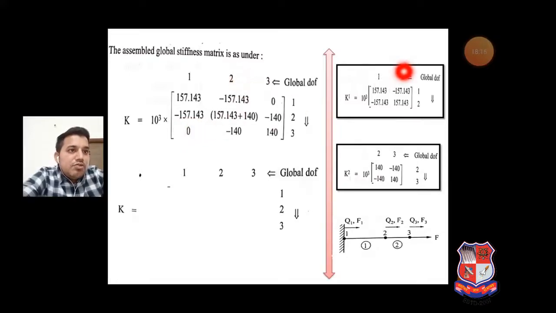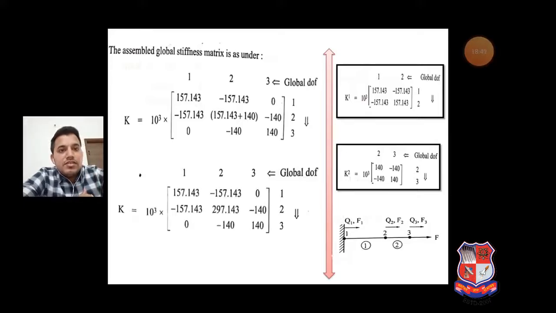2 2 is in 2 place, 2 2 and here is 2 2. So that's why we are summing it: 2 2 here is 157.143 plus 140. So here the 2 2 is combined, which means we are adding, and here minus 140. Minus 140, because 1 3 is not there, that's why we write down 0. So this is the one particularly. So our answer is particularly, this is the final global stiffness matrix.